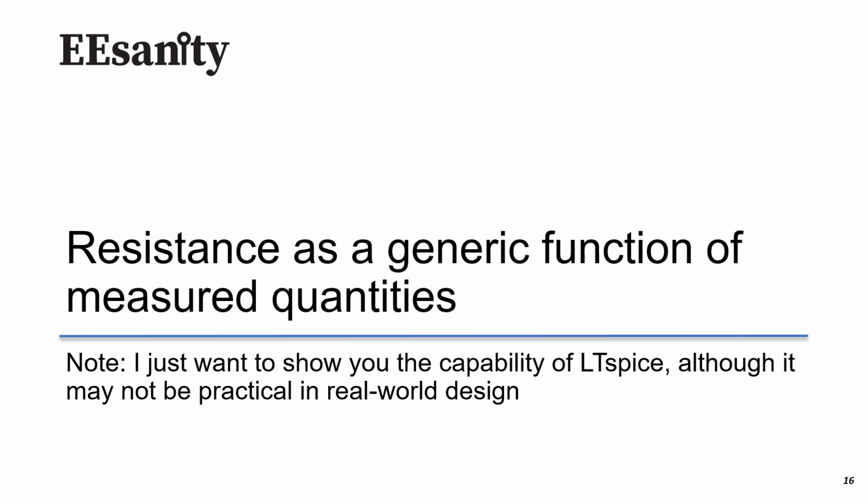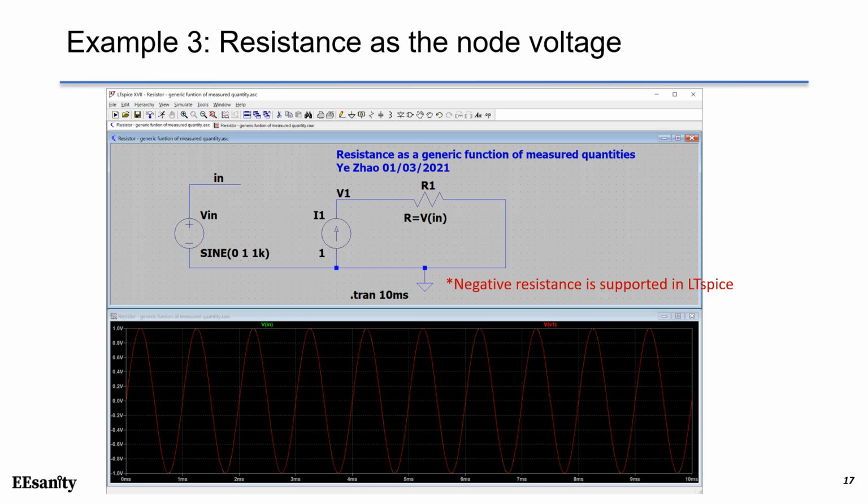This is the third subtopic, about resistance as a generic function of measured quantities. Although it may not be practical in real-world design, I just want to demonstrate what LTspice can do for you, just in case you need it. In this case, we change the resistance as the node voltage. First, we define a voltage called Vin. It is a 1 kHz sine waveform. The terminal voltage is defined as in.